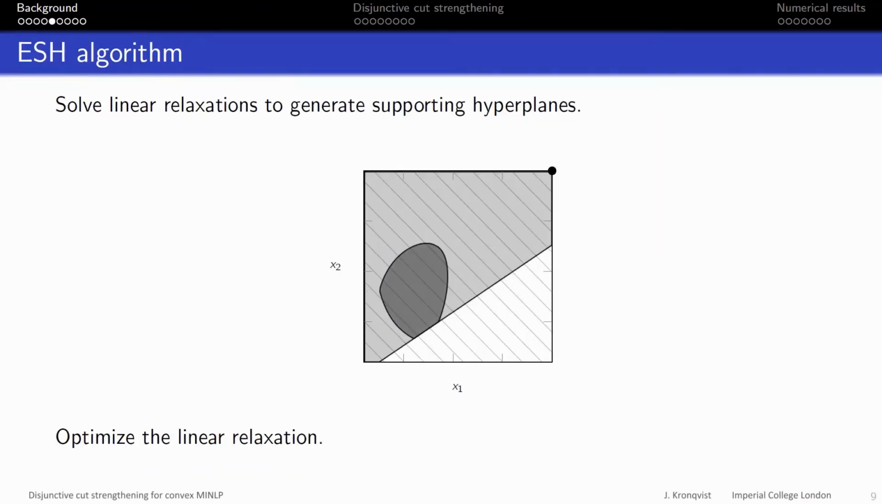In the main algorithm, we solve linear relaxations and generate supporting hyperplanes to the feasible set. Here in dark gray, we have the feasible region defined by the nonlinear and linear constraints, and in light gray, we have the outer approximation. So in the first step, we optimize the linear relaxation and we obtain the solution in the upper right corner. And as you can see, this point is clearly outside of the feasible set.